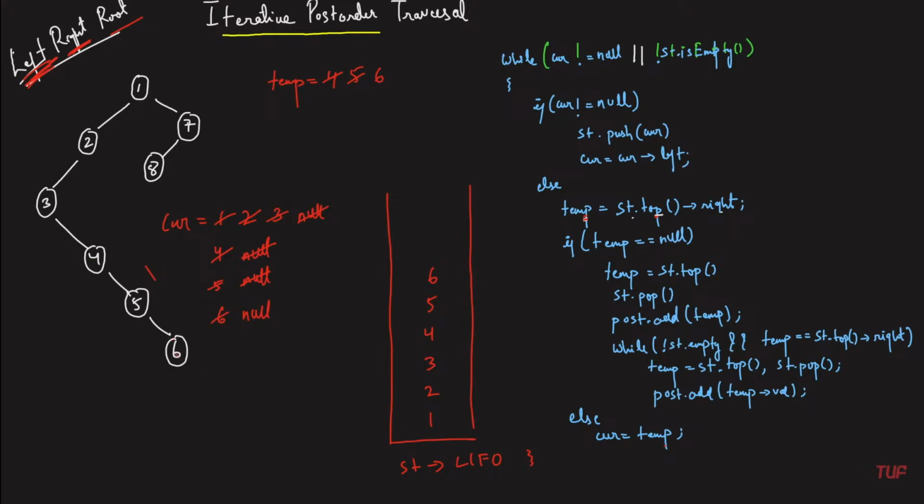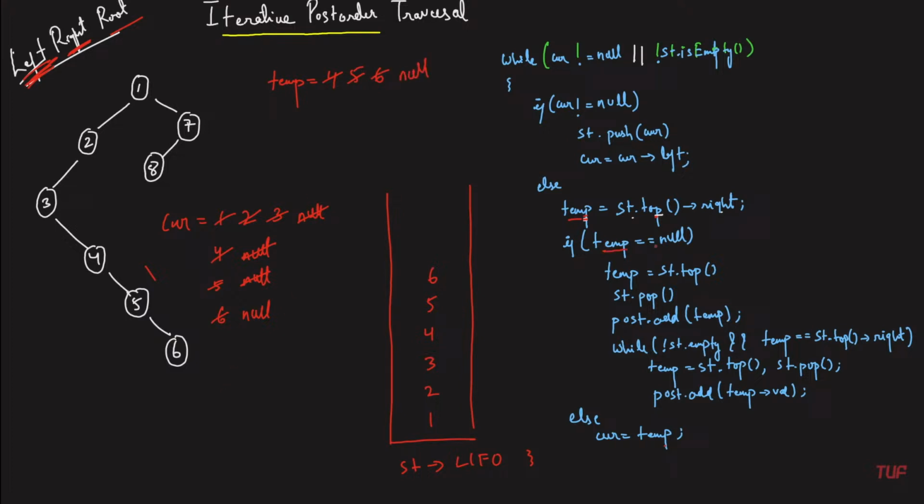Now, the moment I've reached here, it's time to print this. How will you print this? The moment you come back again, cur is null. So temporary this time says stack.top right. So that's null. So temporary becomes null this time.